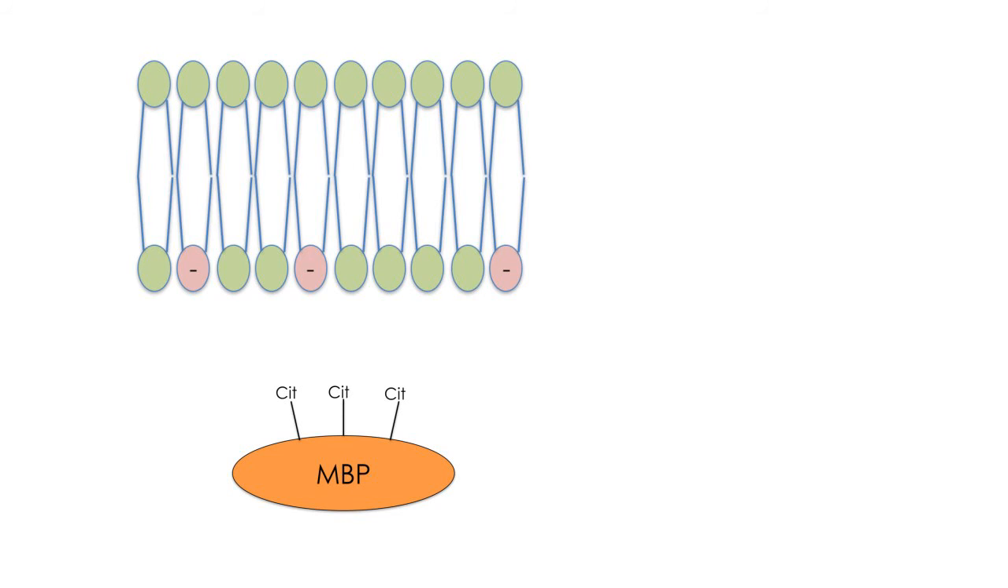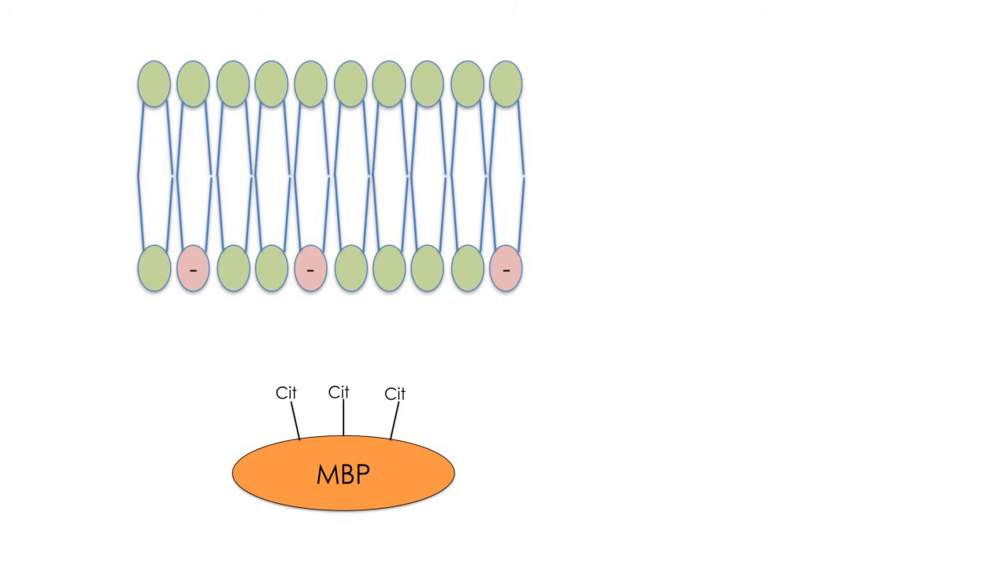Citrullinated MBP loses its basic residues. Hence, its interaction with the negatively charged phosphatidylserine is weakened. As a result, the myelin sheath loses its compactness.